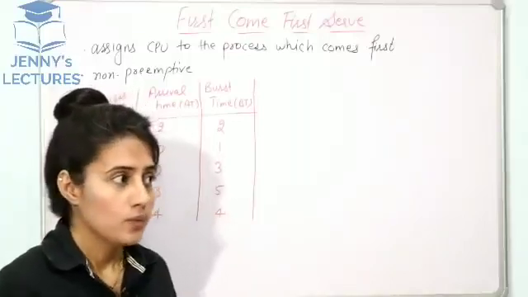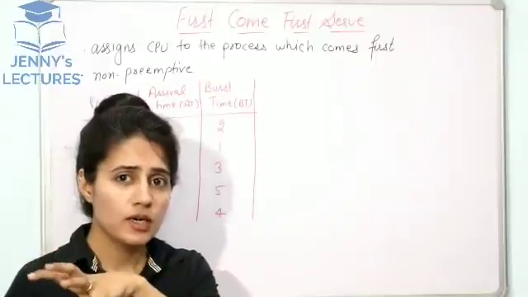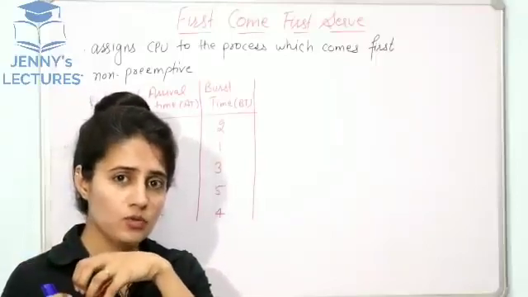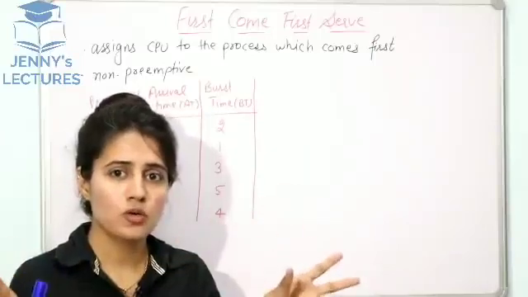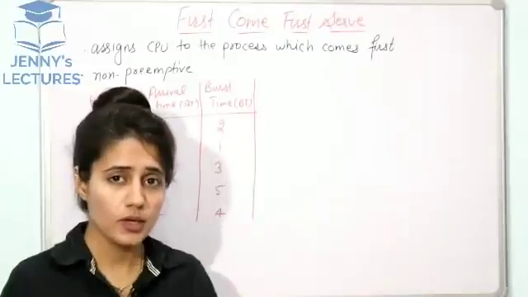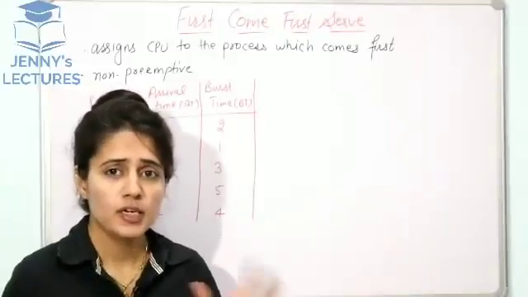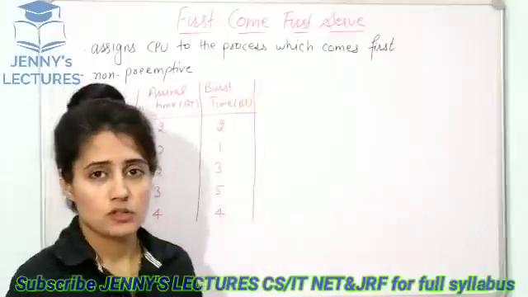Now see, CPU scheduling is basically what? Pick a process from the ready state and allocate the CPU to that process. That kind of thing is known as CPU scheduling algorithm: to which process the CPU should be allocated. Now, for CPU scheduling there are many types of algorithm. In this video I am going to discuss one, that is first come first serve.